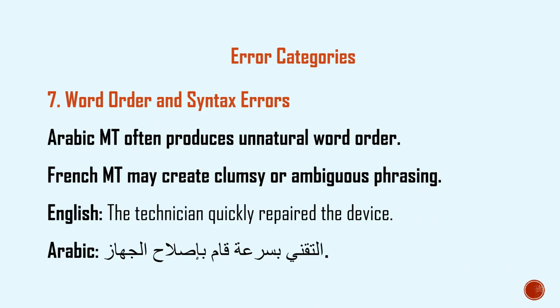Arabic prefers a smoother verb-subject-object structure, so a more natural rendering would be أصلح التقني الجهاز بسرعة. These errors happen because machine translation follows surface patterns instead of applying Arabic sentence conventions. Translators can fix them by reorganizing verbs, subjects, and modifiers to match typical Arabic syntax, ensuring clarity and fluency rather than a literal word-for-word order.